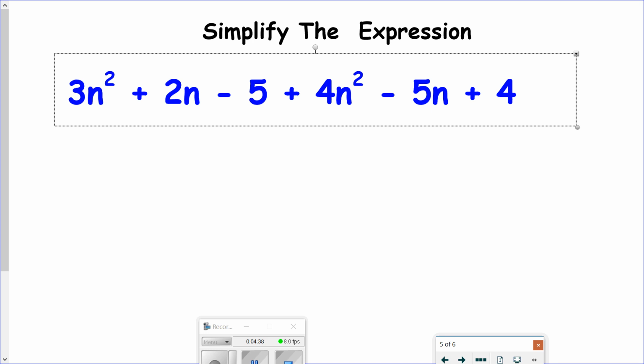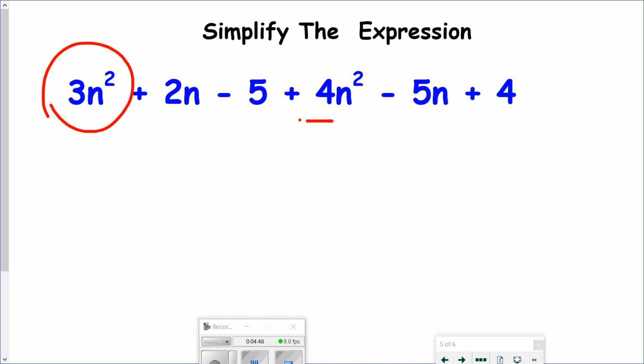So right now I am going to choose a color, and I'm going to look at my exponents first. So here I have a circle around 3n squared. So I look through the rest of my expression and I look for another n squared, and I see one right here. When I'm circling this, I want to keep it the same shape so it helps me to know what to combine. You want to circle it plus the sign that's in front. So here it has a plus 4n squared. So I know that this is 3n squared plus 4n squared.